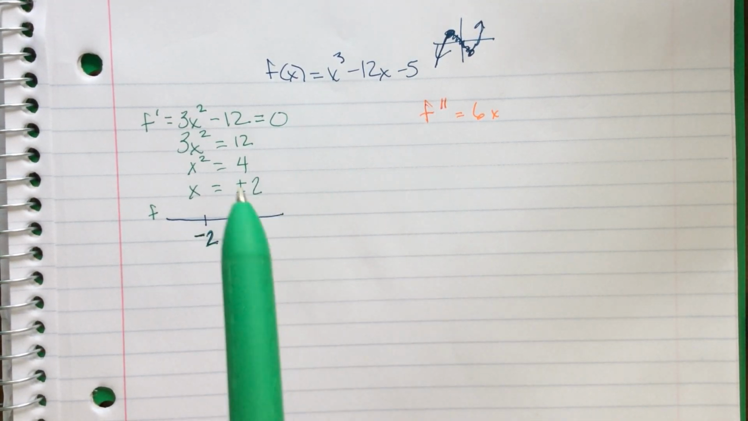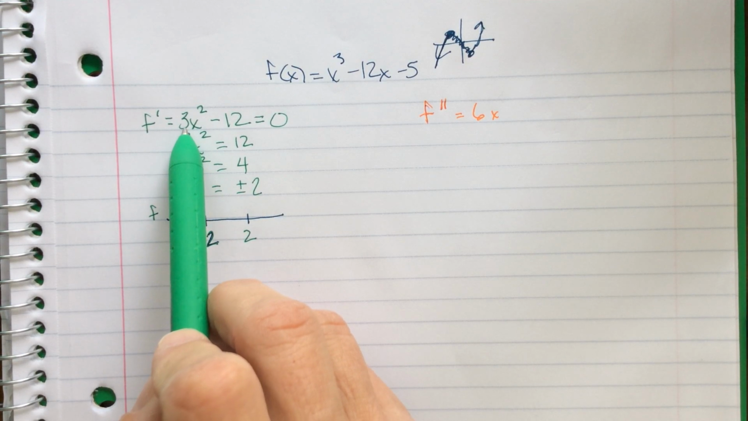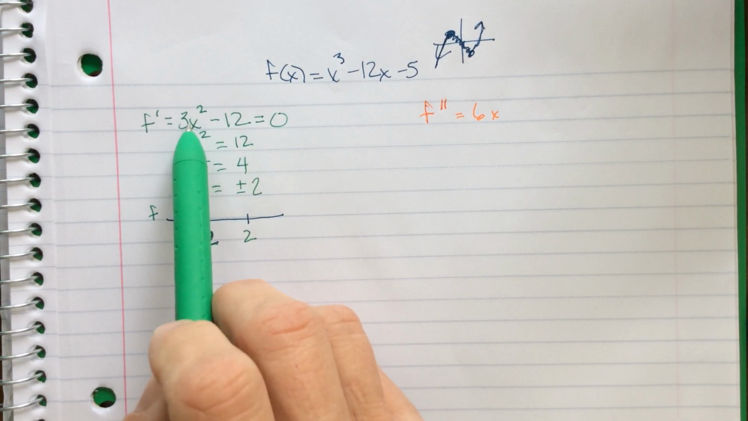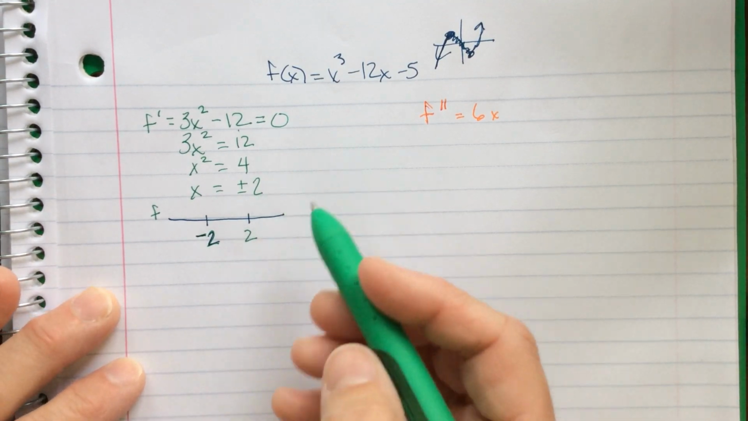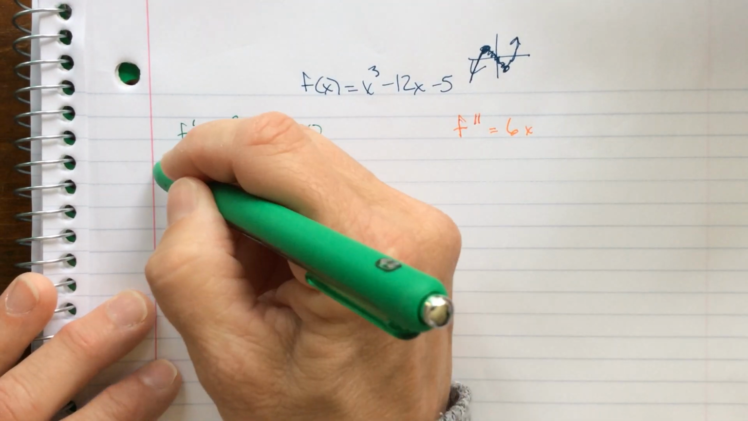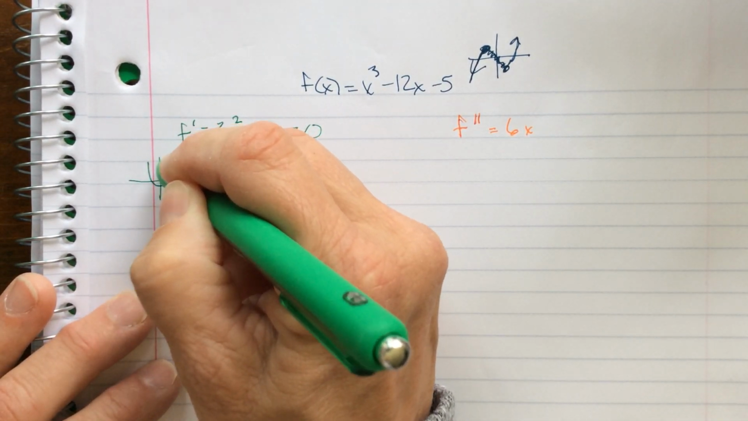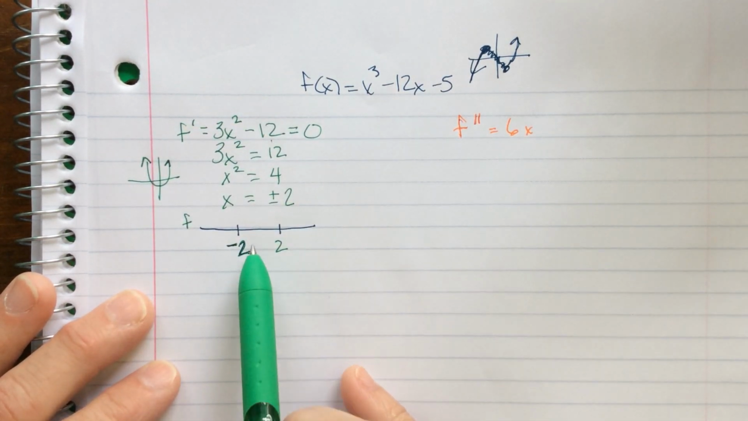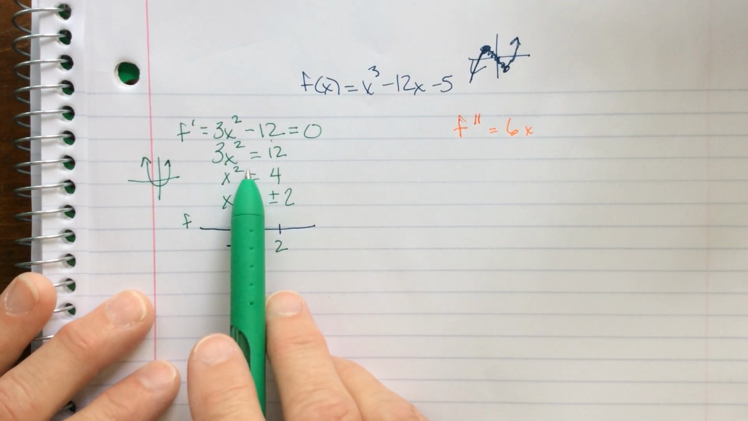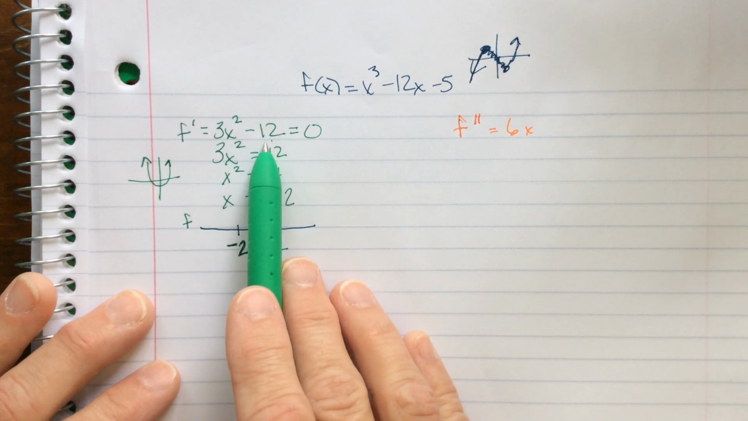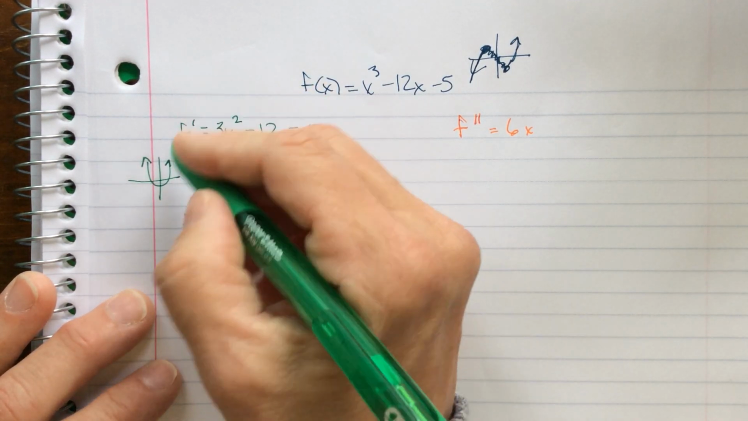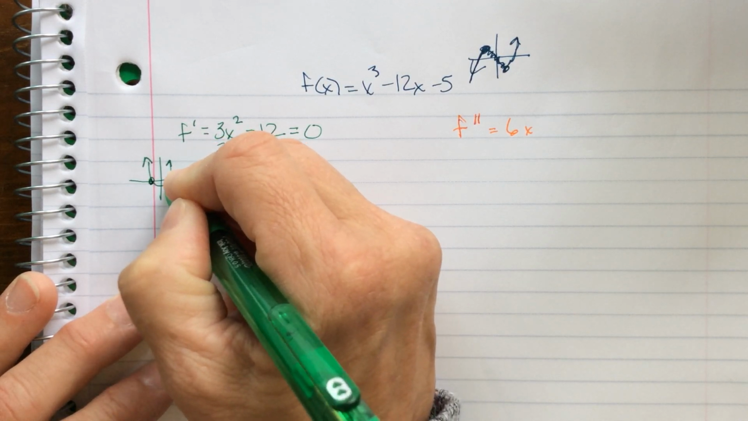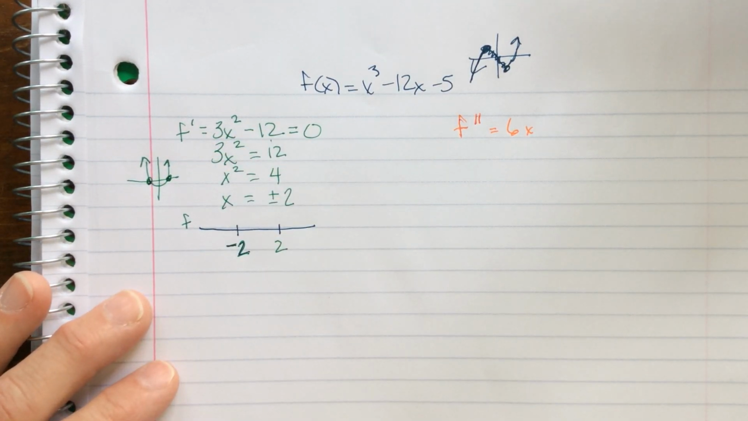But let's first talk about this. What do we know about the derivative? Well, you know that this derivative is a quadratic and it opens upward. So we know that part. But let's talk about it a little bit more specifically. Since we found the zeros of the quadratic, we know that the derivative has x-intercepts at -2 and +2.